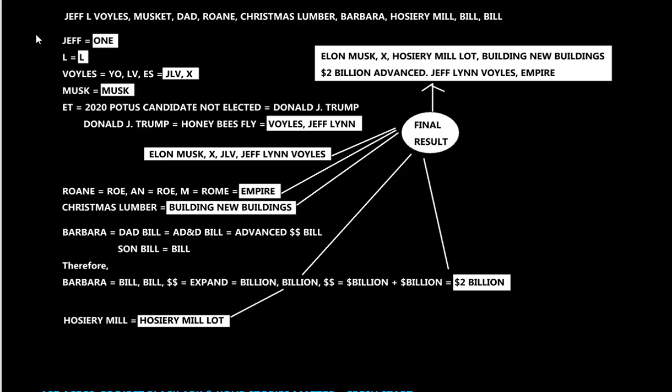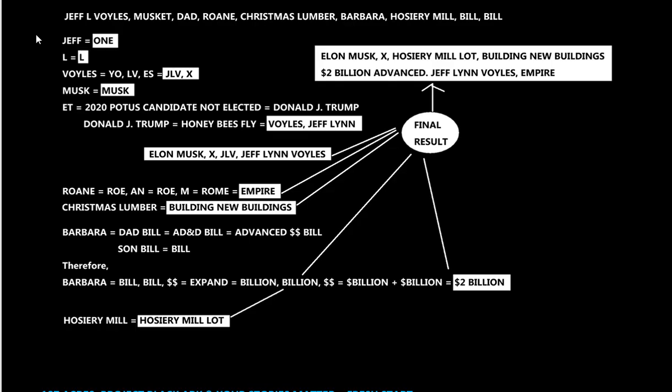All right, so dad Bill, dad equals AD&D, and Bill remains the same. AD, and the A in AD&D stands for advanced. The D&D can be changed to 44, which with the shift key is $$. Therefore, Barbara, the fact that the one Bill she lived with was the dad of the family, that becomes AD&D Bill, which is advanced $2 Bill.